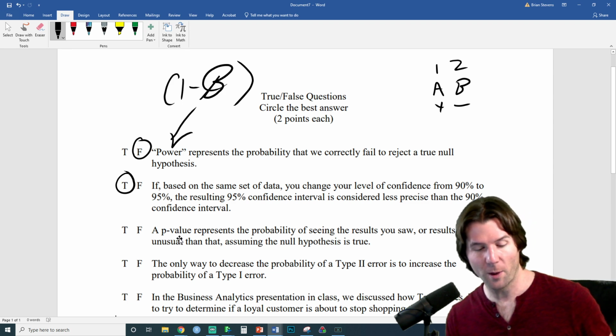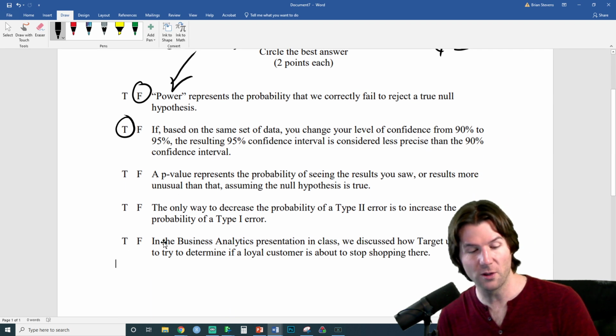A p-value represents the probability of seeing your results, or results more unusual than that, assuming the null is true.